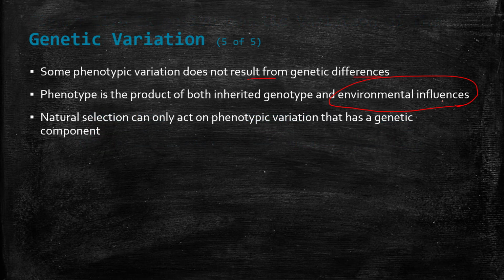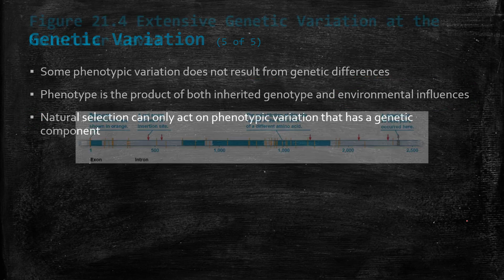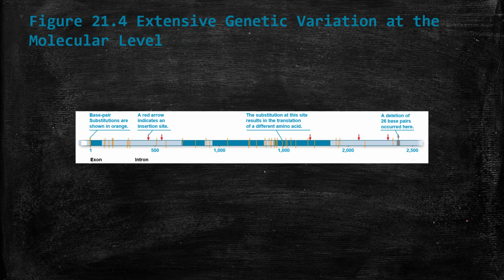So lastly here on this slide, we need to remember that not all variation is caused by genes. Some variation is caused by the environment, but it's only genetic variation that can be affected by natural selection. That's the last bullet point here. Only variation that can be passed on to the next generation, heritable traits, are those that are affected by natural selection.